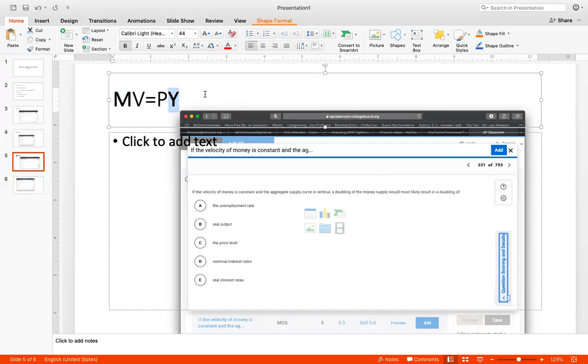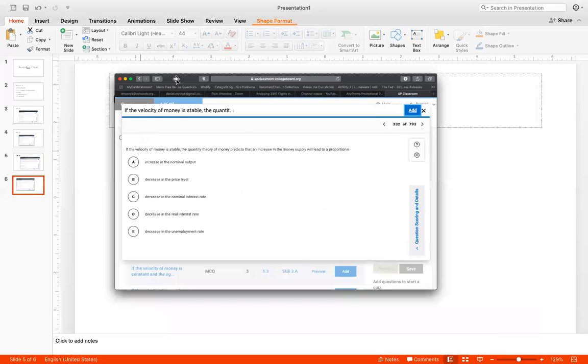If those two things are true, and the velocity of money is constant, that means any change in M has to directly do with the price level. So if we double the money supply, what else is going to happen? The price level is going to double. If this doubles, that's the same, then this must double because that stayed the same.